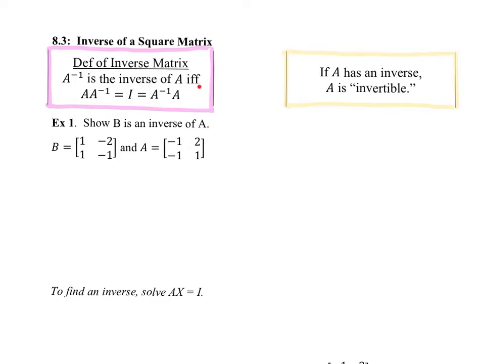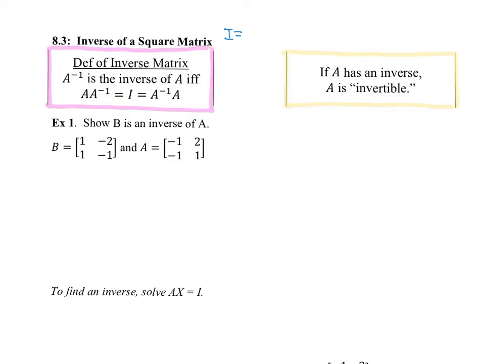A inverse is the inverse of A if and only if A times A inverse equals the identity matrix and A inverse times A also equals the identity matrix, which is very similar to when we were testing whether a function and its inverse were in fact inverses and we made it equal to X.